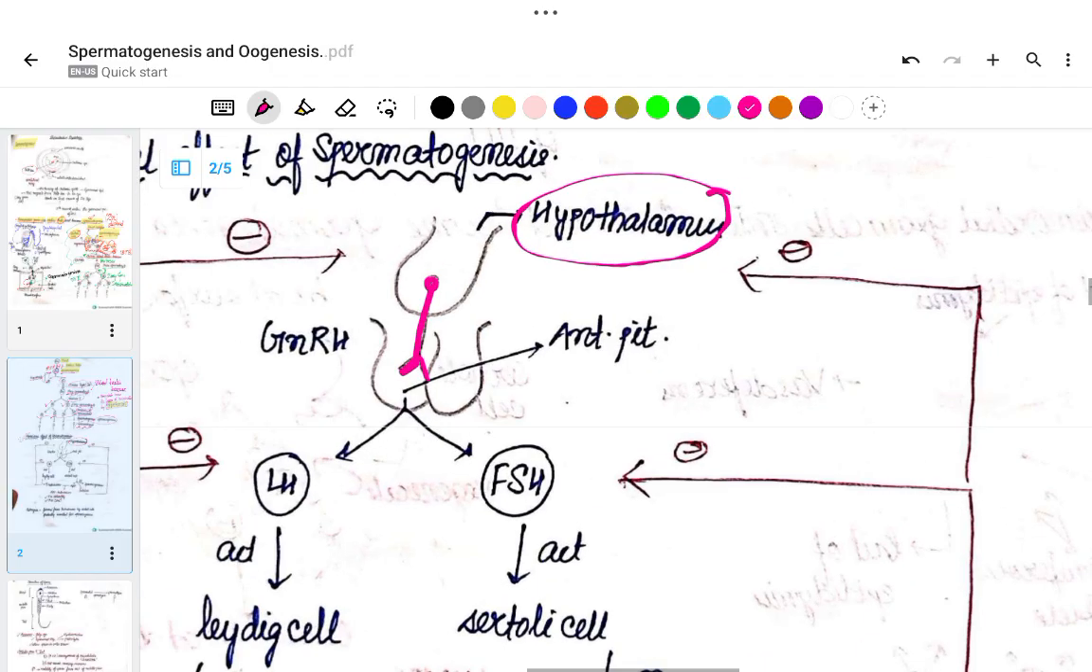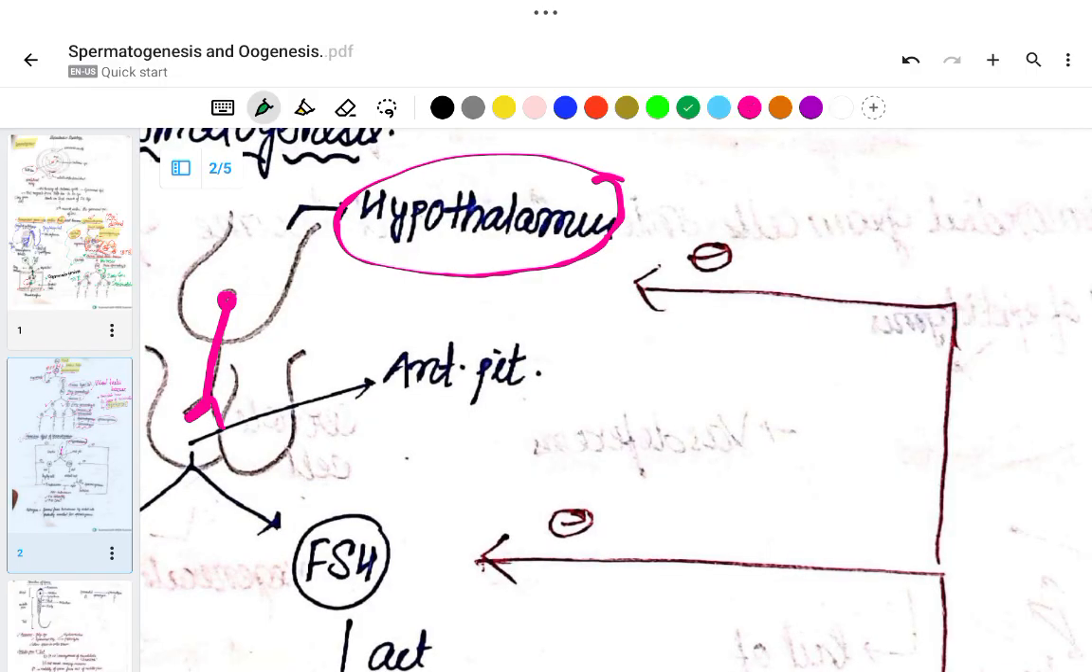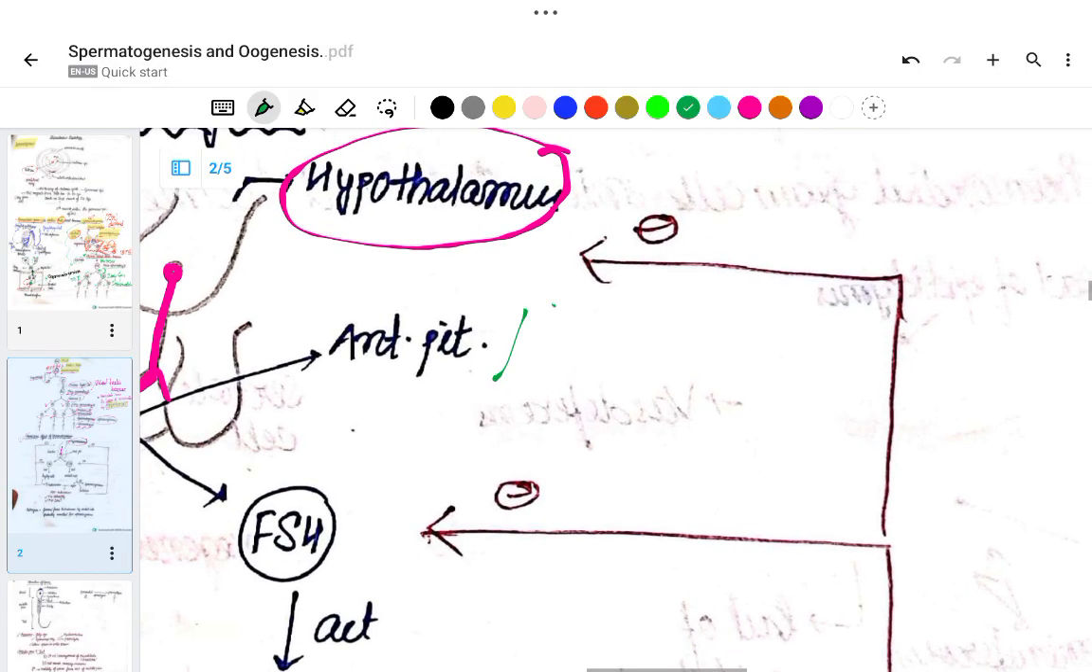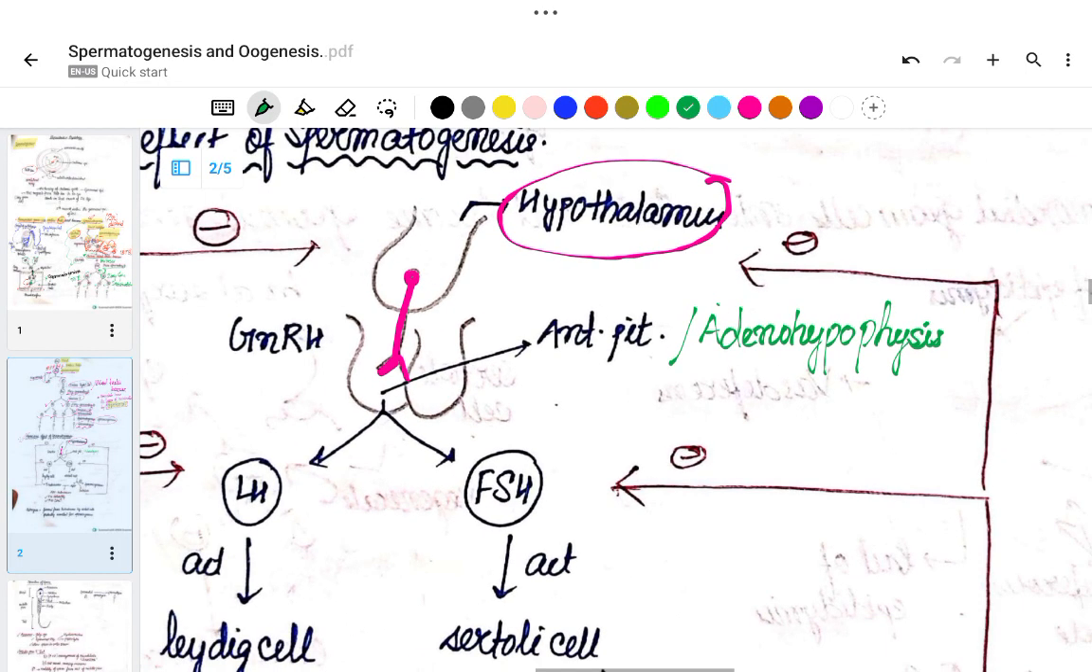This is the posterior pituitary. The anterior pituitary is also called the adenohypophysis, and that is the posterior pituitary, not required here, also called the neurohypophysis. The hypothalamus sends signals to the anterior pituitary by GnRH.